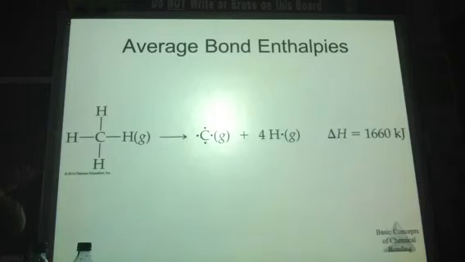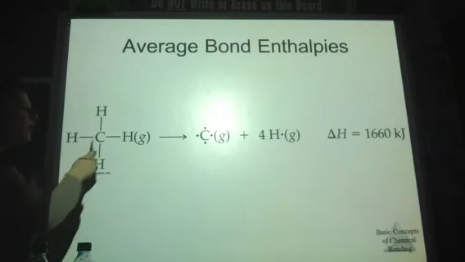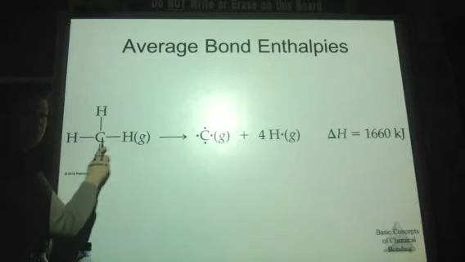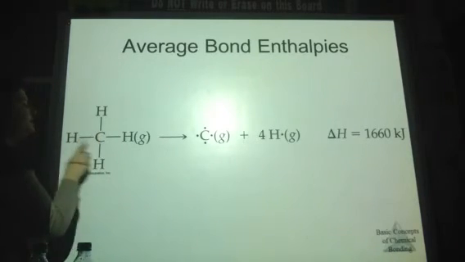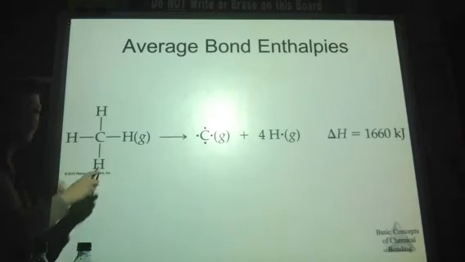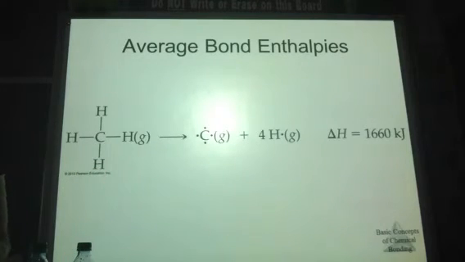Okay, if we're looking at this one, for example, we have methane, CH4. I have a CH bond here, a CH bond here, a CH bond here, and a CH bond here. So really I have 4 of the exact same bonds. They're 4 equivalent bonds. Hopefully we all agree with that.